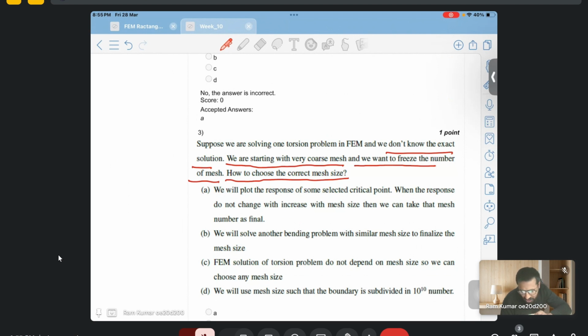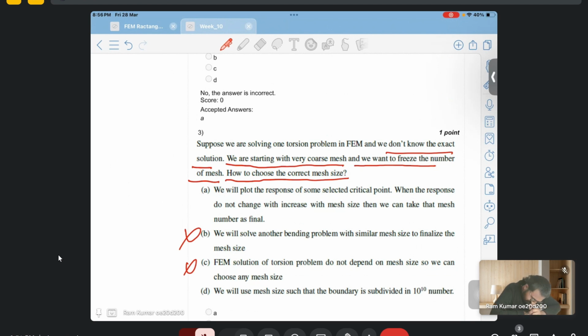So we have four options. The third one is not possible. Option C says that in FEM the solution for a torsion problem does not depend on mesh size, so we cannot choose any. That should not be there. The second also should not be there, since there is no direct relation for this one. Okay, two options gone. Now two remain.